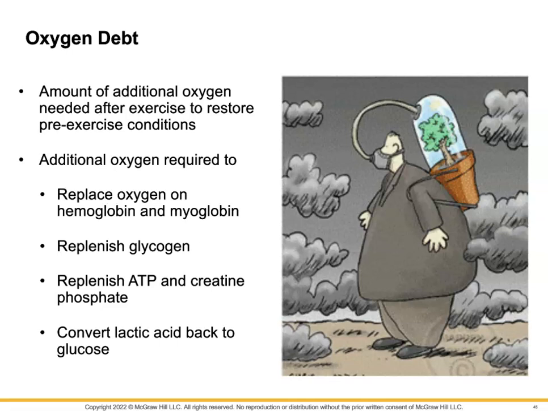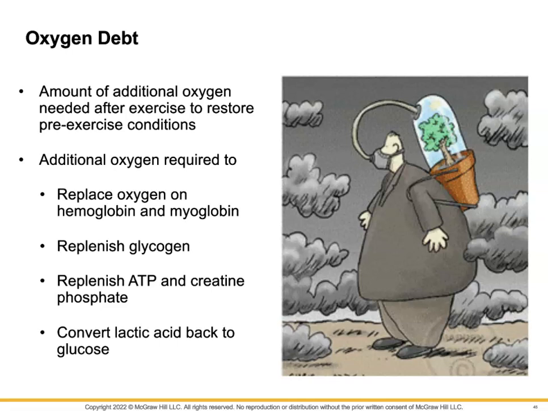All right, just a quick look at oxygen debt. So when you're doing an exercise or something that your demand for oxygen exceeds the availability of oxygen, we incur oxygen debt. So that's simply the amount of oxygen consumed after exercise to restore you back to the pre-exercise condition. Well, what's it all about? Why do we need the additional oxygen? Well, skeletal muscles have to replace the oxygen on the myoglobin molecules, replenish the ATP, replenish the creatine phosphate, and replace the glycogen storage that we had.